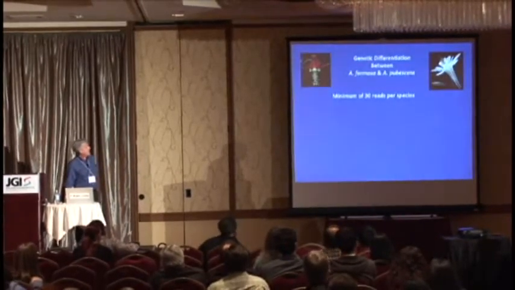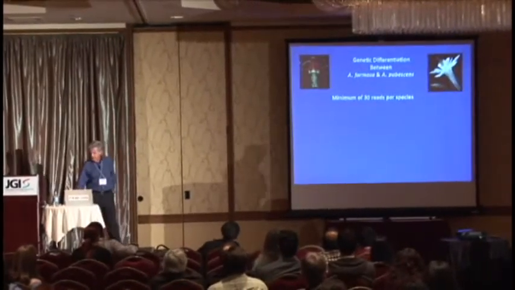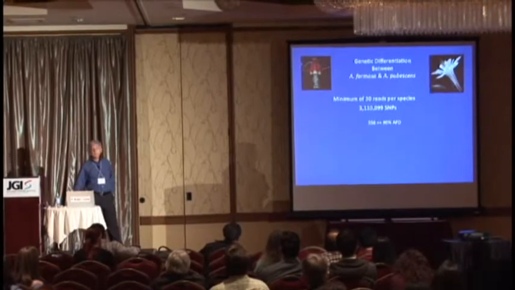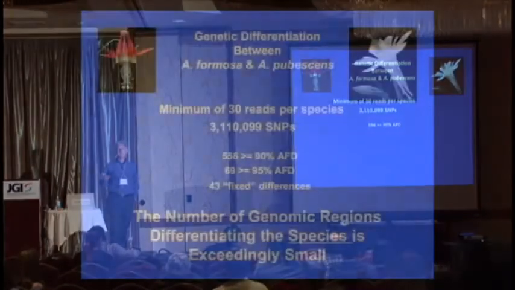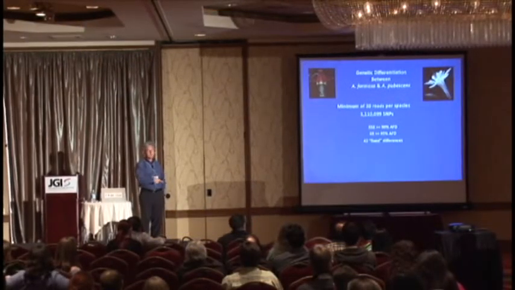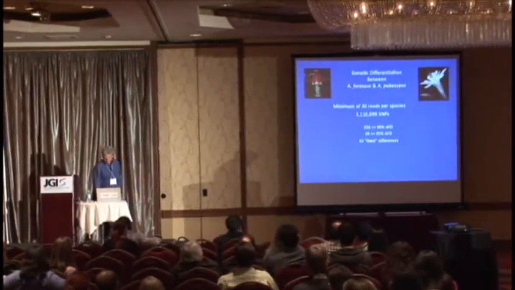And in fact, if we use just a cutoff of a site having at least 30 reads in both of the species, we found, well, over 3 million SNPs, but only a little over 500 of them differ by 90% in their allele frequency between the two species. If you go up to 95%, there's 69 SNPs, and there are only 43 fixed differences between the two species genome-wide, which is just remarkable. I had been working for 20 years trying to find a fixed difference between these two species, sequencing gene by gene. It was never going to work until we got this done.